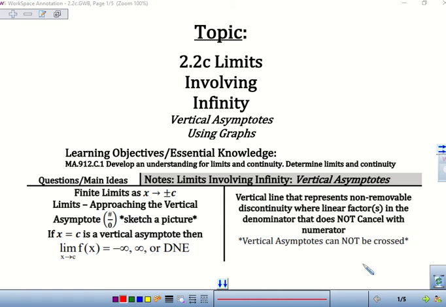So we're going to be looking at limits today where we approach a finite value, but the limit itself will be going to one of the infinities.